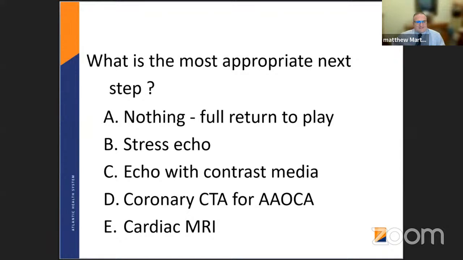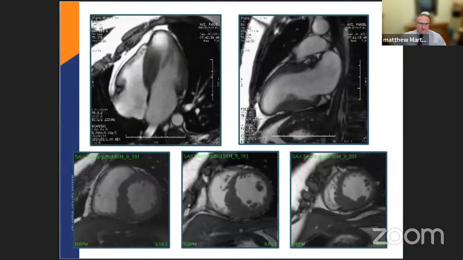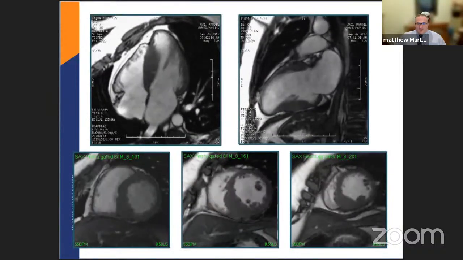So then what's the next step? I told you that, it's putting it all together, right? Nothing. He needs a stress echo. Let's go back to the echo with contrast. What about a coronary CT or how about a cardiac MRI? Now, in this case, we moved him on to MRI when he came to see me for further assessment, and it became very clear what was going on with the MRI.